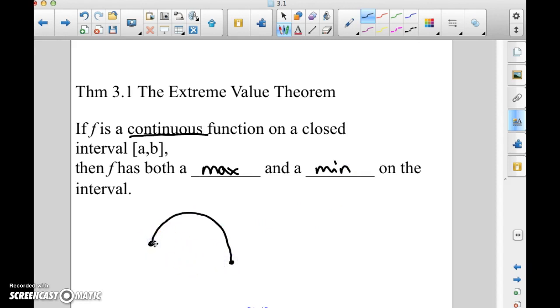So here would be nothing. This would be the high point, that'd be the low point. Or even if we have a graph like this, there's a low point, there's a high point. If we have a horizontal graph, they're all high points and low points. If we have a graph that's like this, closed interval, this point's the highest point, this point's the lowest point. So any closed interval, as long as there's nothing funky going on in between the endpoints, it's going to have a max and a min.